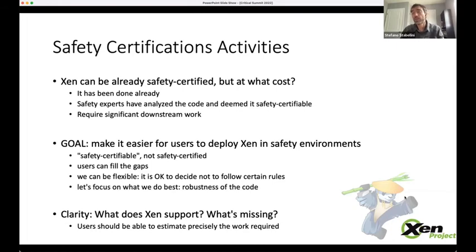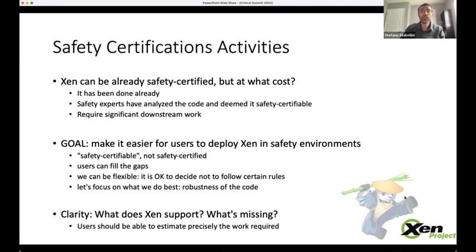So one of the most important aspects of this is clarity. Today we are actually already following several of the guidelines required by safety certification. It's just that we don't talk about it. It's not clear which ones we follow and which we don't follow. So one of the most important things going forward is going to be to clarify really which of the rules we already follow, so that the user can more easily estimate the work to bring Xen up to standards, filling the gaps for the things we don't yet do.